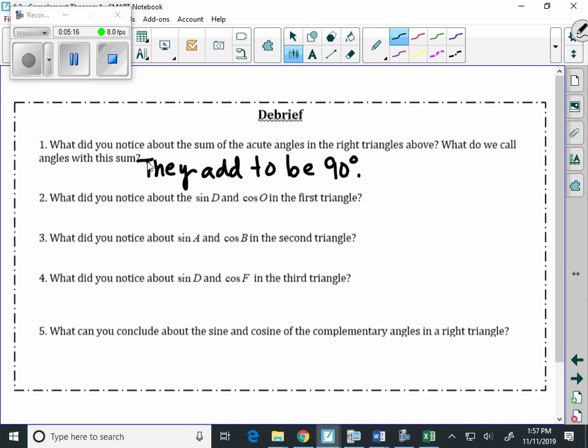When we have two angles that add to be 90 degrees, they're called complementary.